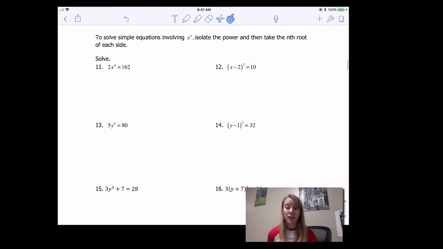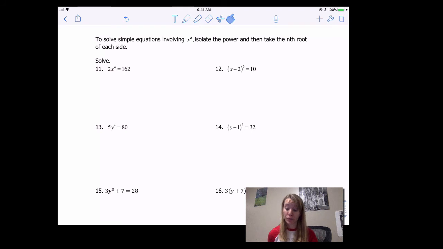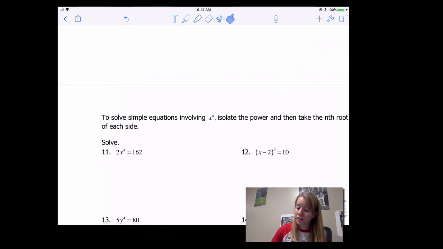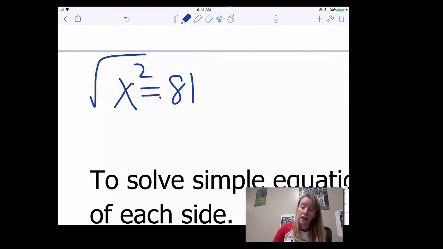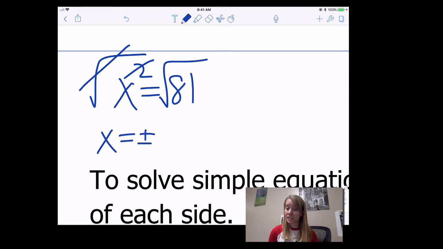The last thing we're going to do today is solve some equations using roots. So we've done this kind of thing where we have x squared equals 81. I can take a square root on both sides because square roots and squares cancel each other out, and I get x equals plus or minus 9 because the square root of 81 is 9.